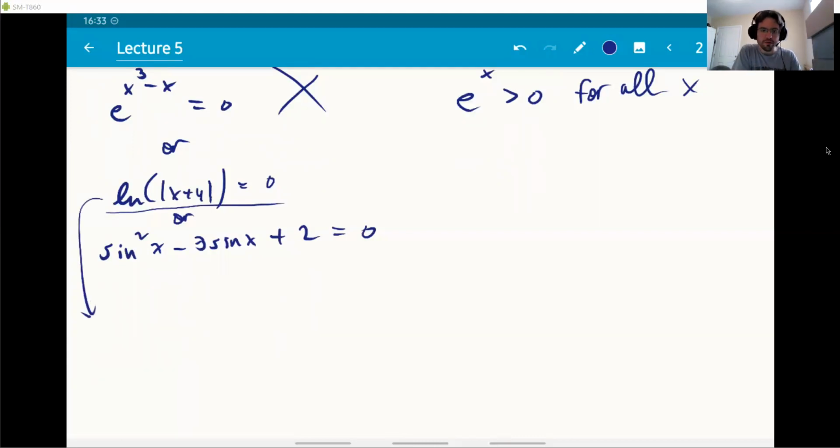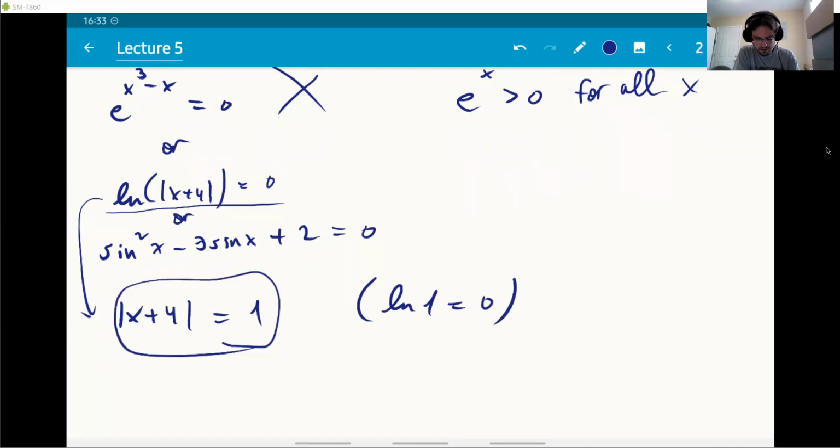What is the number whose ln is 0? You can find that by taking e raised to both sides of the equation. That will give you that the number inside of ln must be 1, which is e to the 0. So in other words, this is because ln of 1 is 0. 1 is the number whose ln is 0. Now we have to solve this: the absolute value of x plus 4 equals 1.